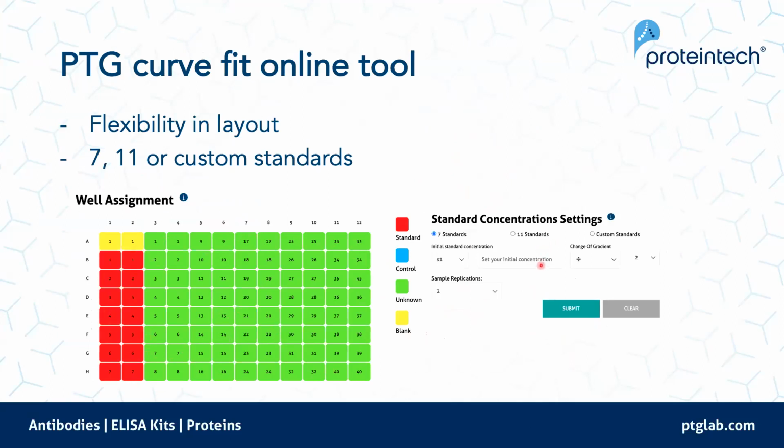So you've got this here, and then you would simply set up your initial concentration, say which way it's going, if you're dividing or multiplying, and then it will come up here. Once you click submit, you'll be able to check that these are the correct standards that you used.